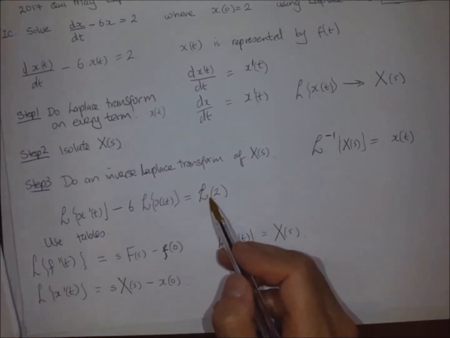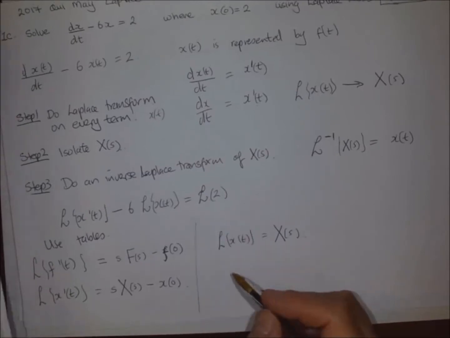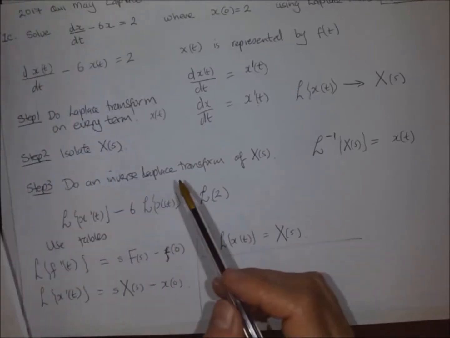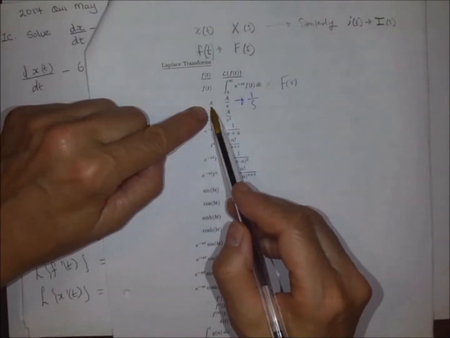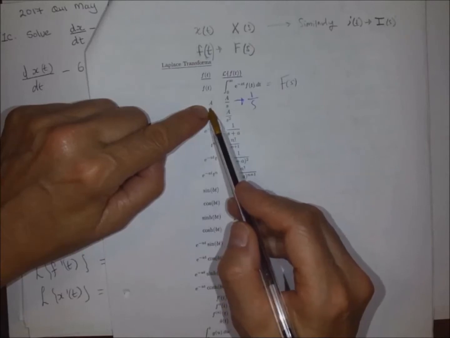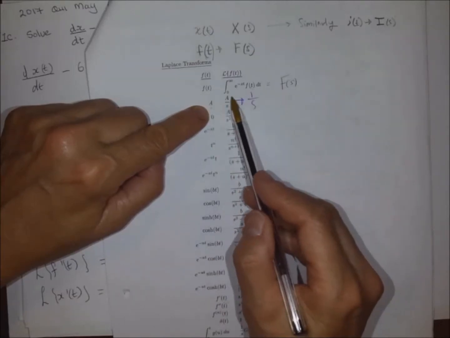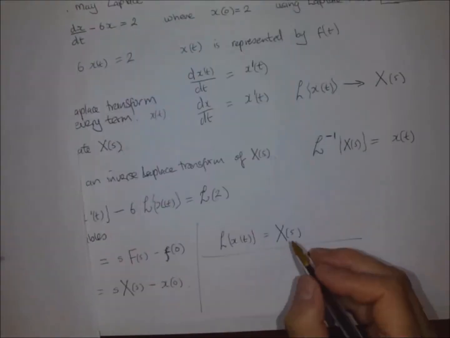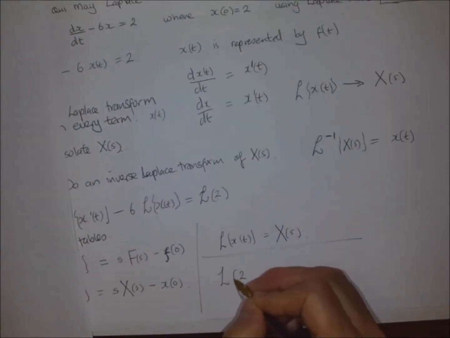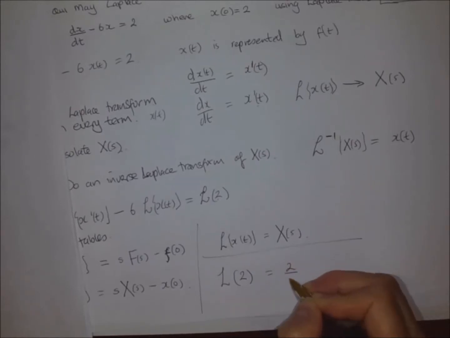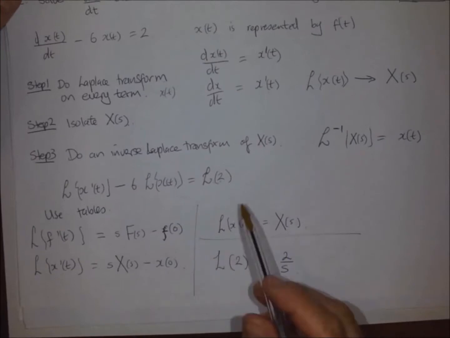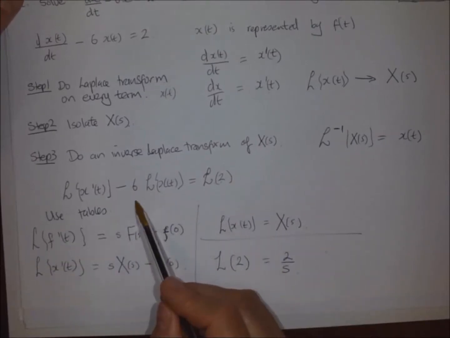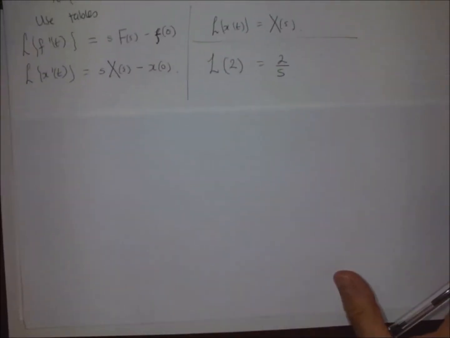And the last part from the tables that you need to know is the Laplace transform of a, like for any ordinary number. So if you do a Laplace transform on a, you get a over s. So if we do a Laplace transform on 2, you will get 2 over s. So what we have to do now is put these values into this equation. Let's try that now.